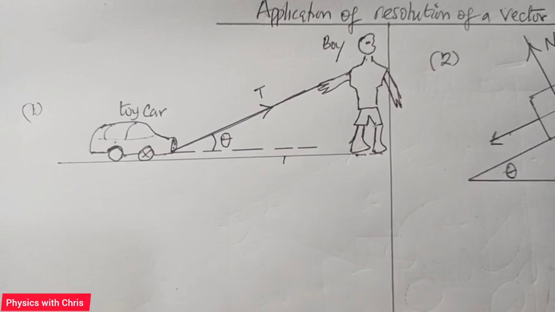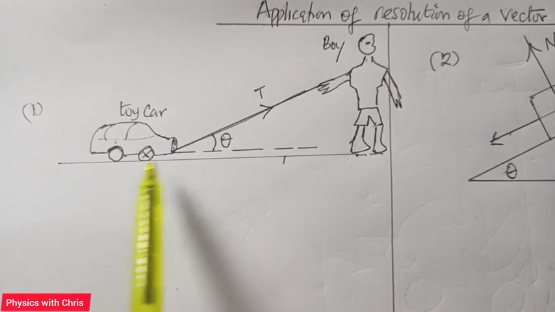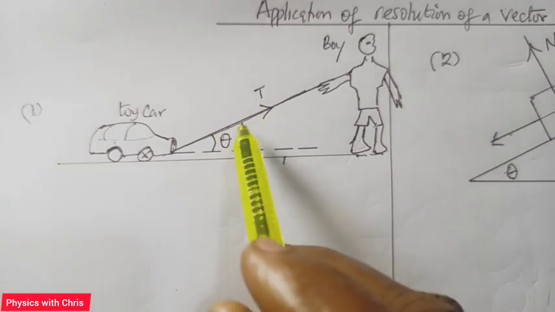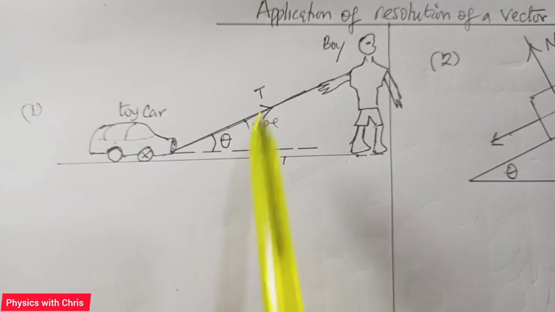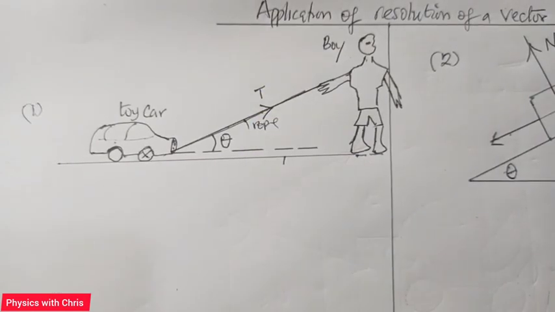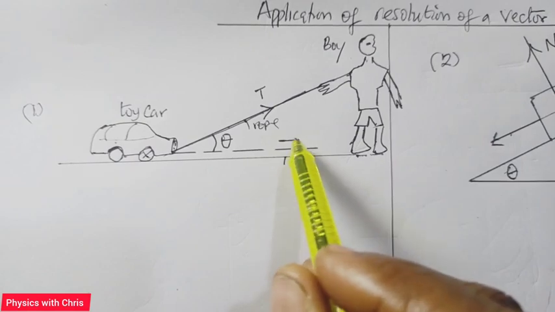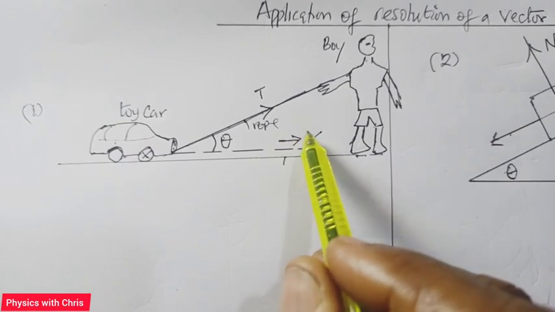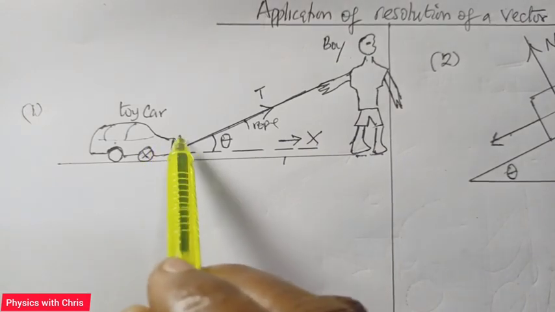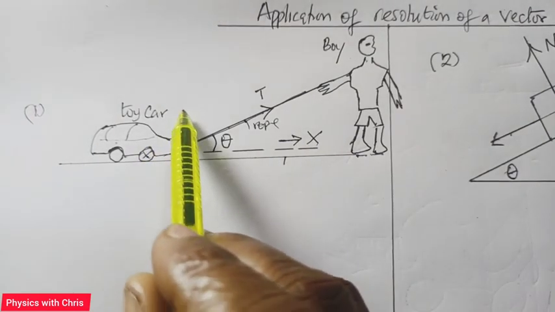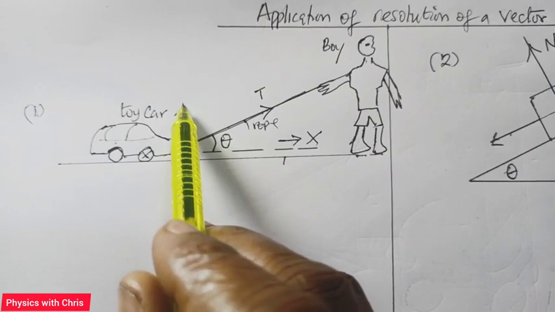The boy is pulling this car by means of a string or a rope that is attached to the car, and T is the tension in the string. While this boy pulls this car, you notice that this car will move forward in the positive X direction. And it's also possible that the front side of this car will be raised up. Why is this so?